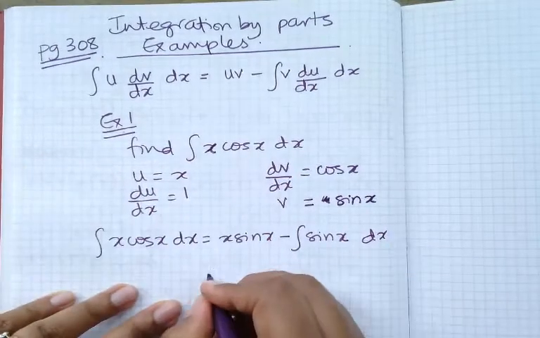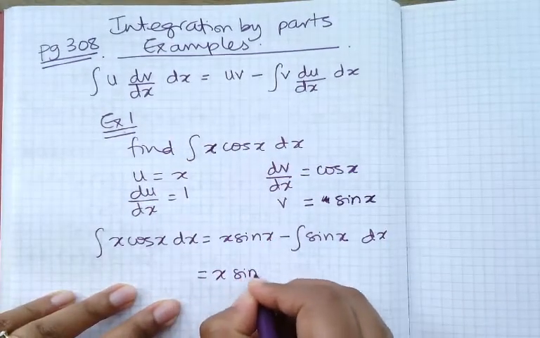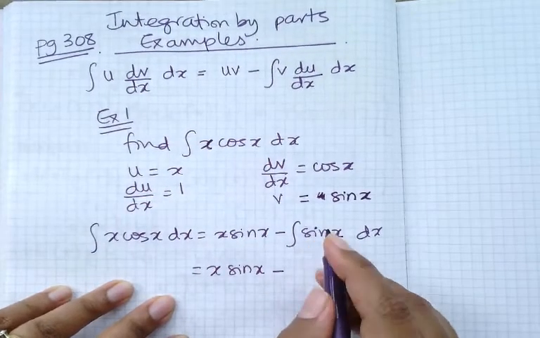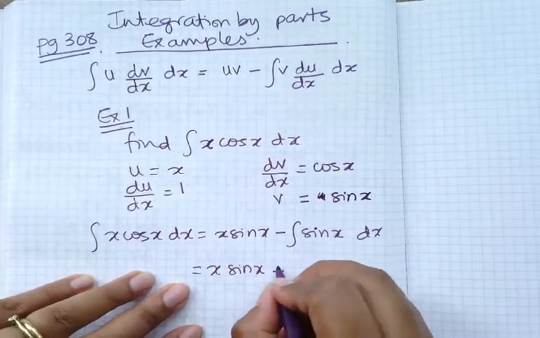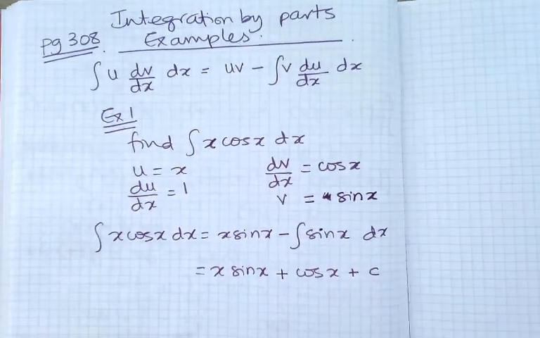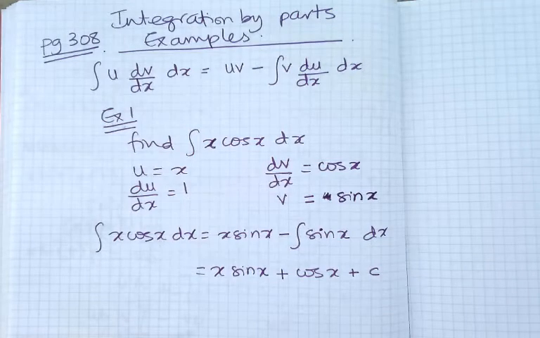Then in the next step, all you have to do is simply integrate sine x, and that will give you minus cos x, so that all becomes plus cos x plus c.